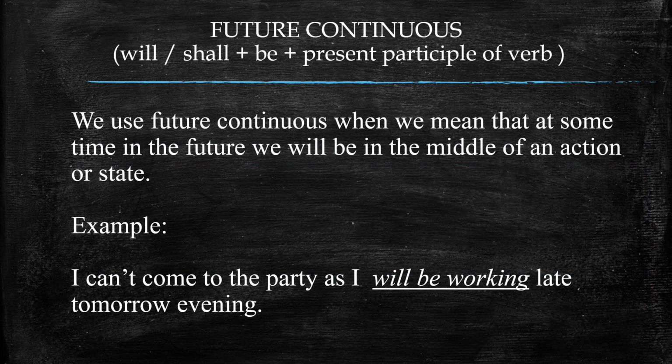Future continuous tense. We use will or shall along with be in addition to the present participle of the verb. We use future continuous when we mean that at some time in the future we will be in the middle of an action or state. For example, I can't come to the party as I will be working late tomorrow evening.